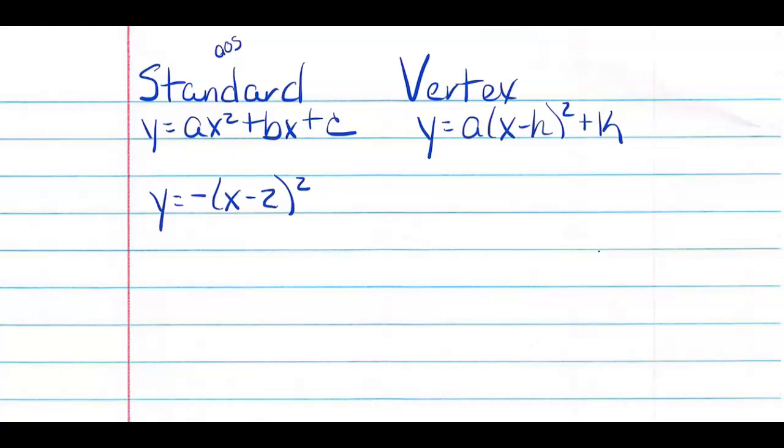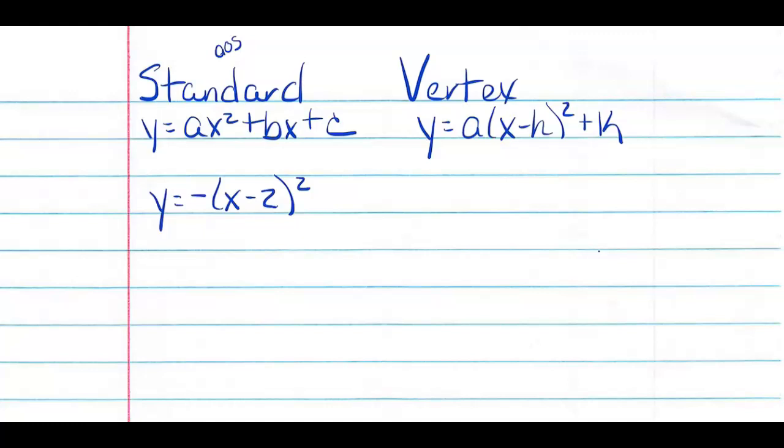So let's look at a third example here. Here I have y equals negative, in parentheses x minus 2, all raised to the second power. Now, the first thing I say, ooh, look at those parentheses around that x. That tells me I'm in vertex form. So again, quadratics, the first thing we want is a vertex form. So let's go ahead and find that.